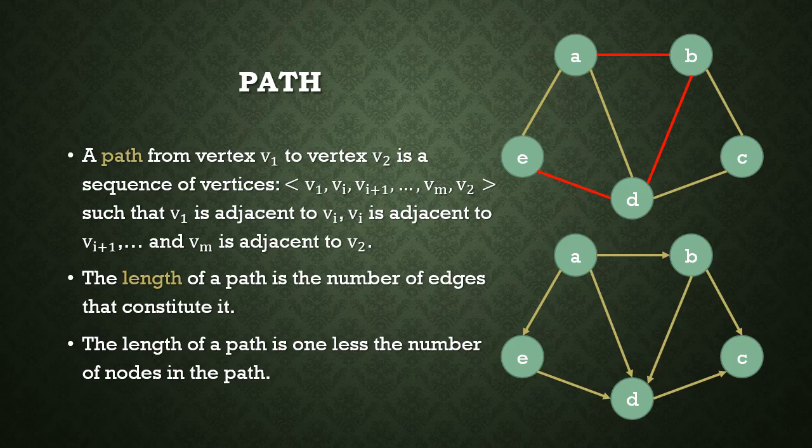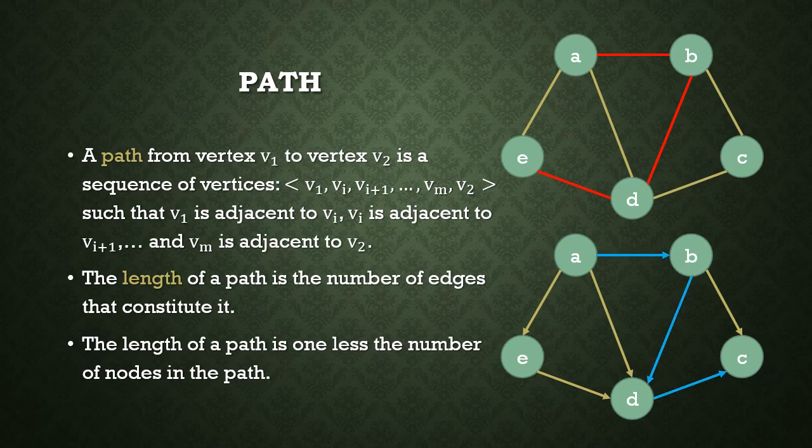Here you see a path in the undirected graph. This is a path from A to E or a path from E to A. And you can see that it goes from A to B, then from B to D, and then from D to E. Or it goes from E to D, then from D to B, and then from B to A. Since it is undirected, you can move both ways.